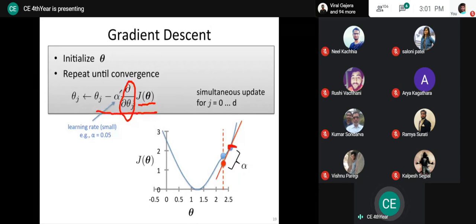And actually this alpha indicates, next time whenever you update the theta value, let's say right now I'm over here. So next time, whenever I'm at this point, what I want to do with the theta, should I increase it or decrease it?